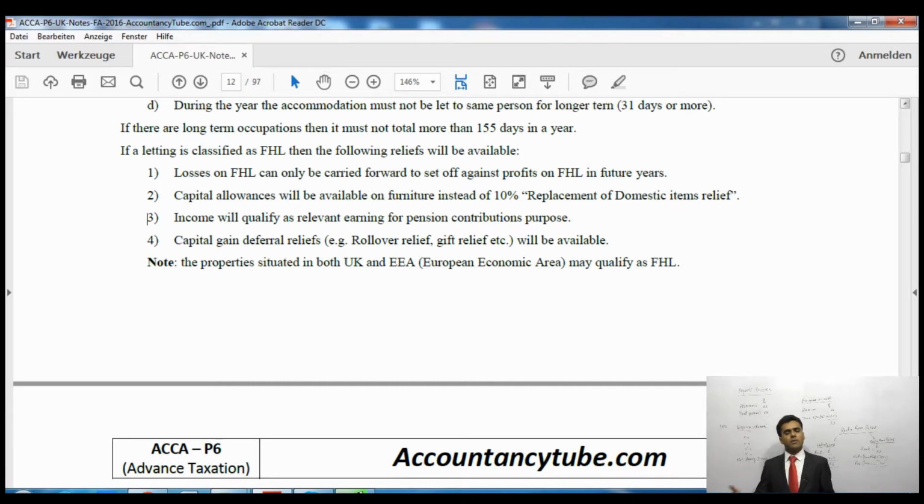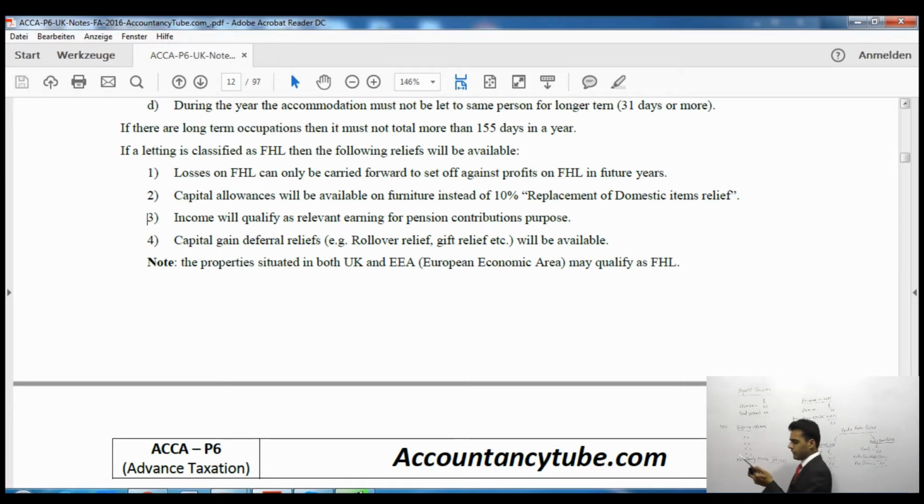Now, say for example, if he lived for more than 31 days, in this case, what does it say? 31 days or more. All right, say for example, if he lived for 31 days or more in our property, and then Mr. B came to my property, he lived for 31 days or more as well. Then Mr. C came, then Mr. D came. All right. Now, the total of that, if it is more than 155 days, then it is not fine. So that's what it says later. What does it say? If there are long-term occupations, then it must not total more than 155 days. All right. So these are the conditions which you must remember.